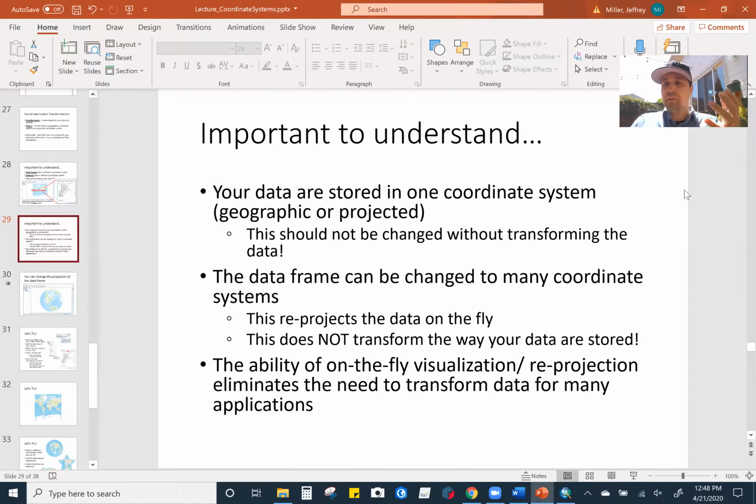Okay, because I know that your data is going to pop up in what's known as on-the-fly visualization. This right here, the ability to on-the-fly visualize and reproject, eliminates the need to transform data for many applications. And for everything we've been doing in this class, lab-wise, it's not really a big deal that we necessarily have to worry about. But you're welcome to try, okay? Let's move on.